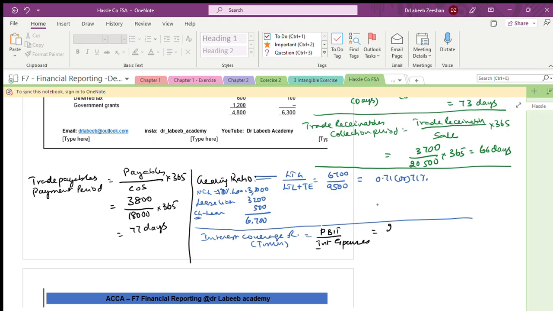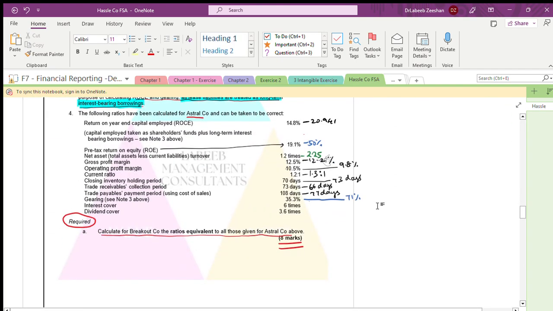Profit before interest and tax we have done, 2,000. It is gross profit minus operating expenses. Interest expenses we have to take in full: 300 plus 10 plus 290. We have to take all expenses. It comes to 600. 2,000 divided by 600 comes to 3.3 times.